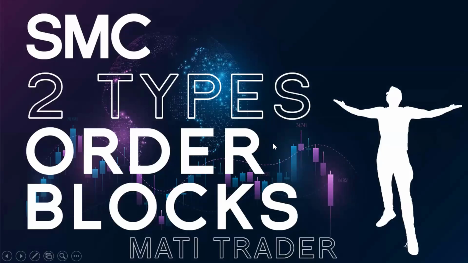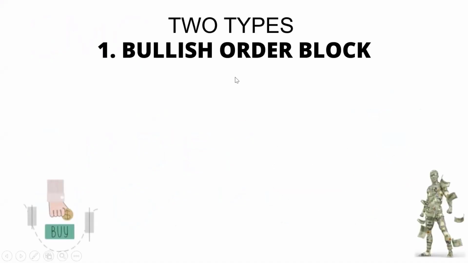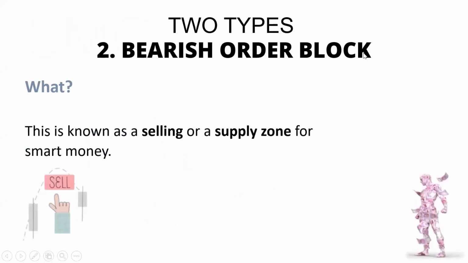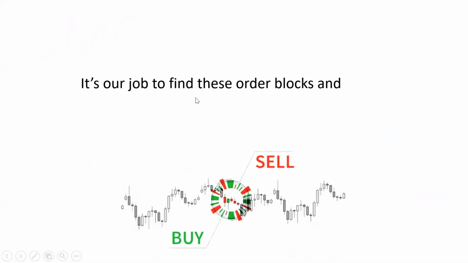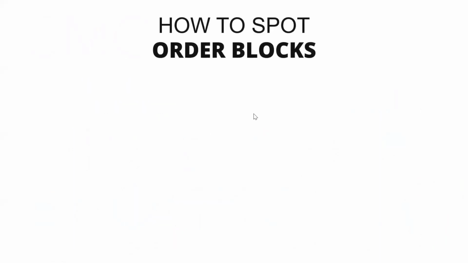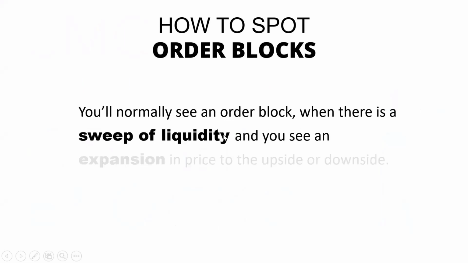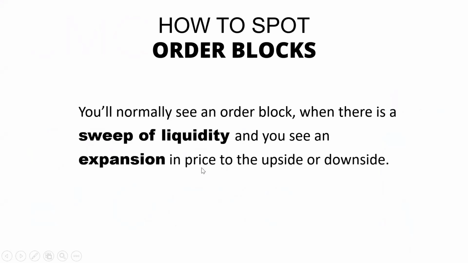So there are 2 types of order blocks. Let's start with a bullish order block. This is known as a buying or a demand zone for smart money. Bearish order block is known as a selling or a supply zone for smart money. It's our job to find these order blocks and act off of them. So let's identify the order blocks. You'll normally see an order block when there is a sweep of liquidity and you see an expansion in price to the upside or downside.